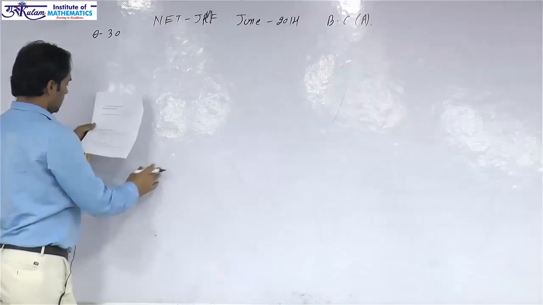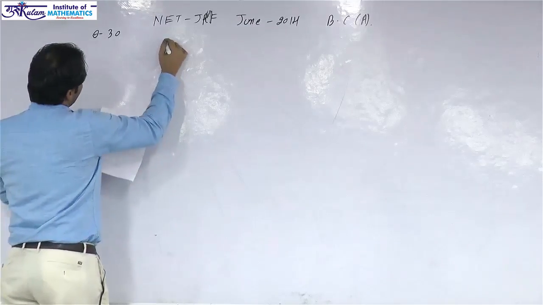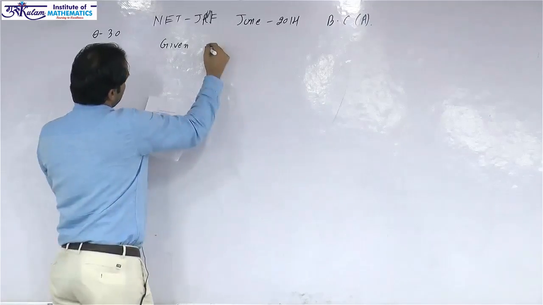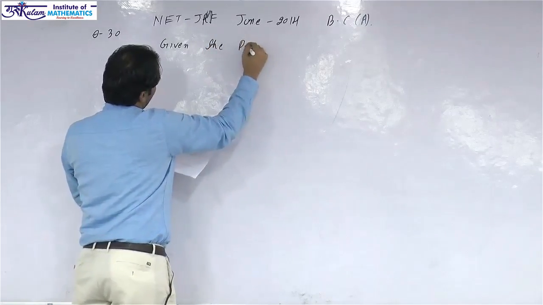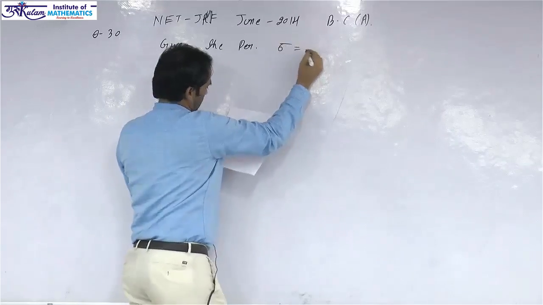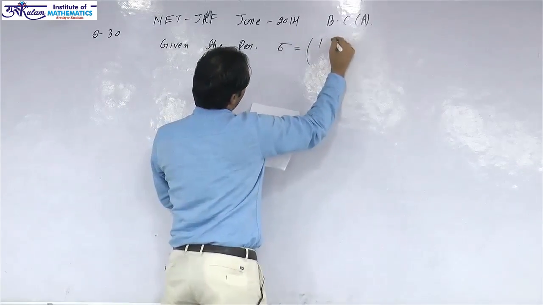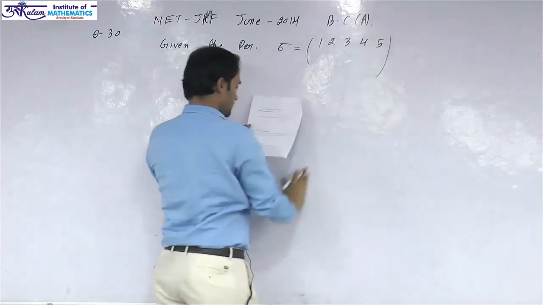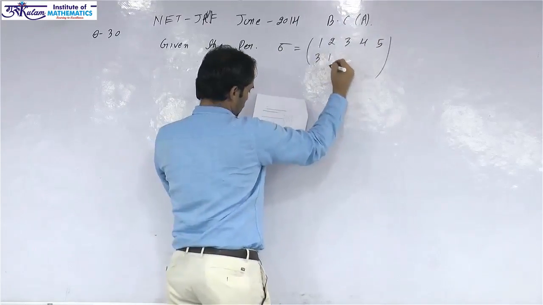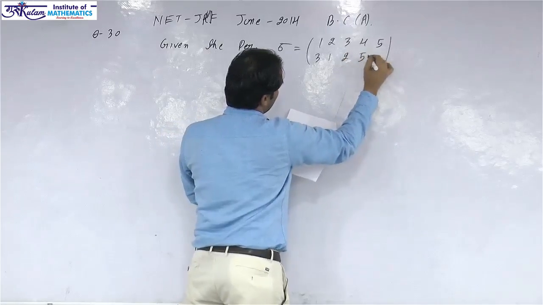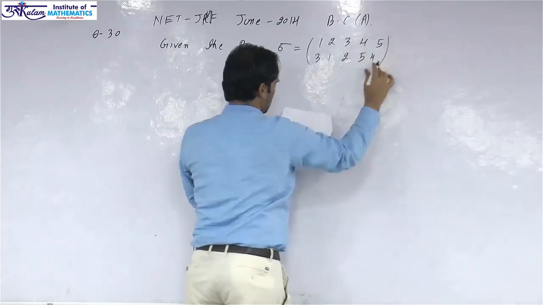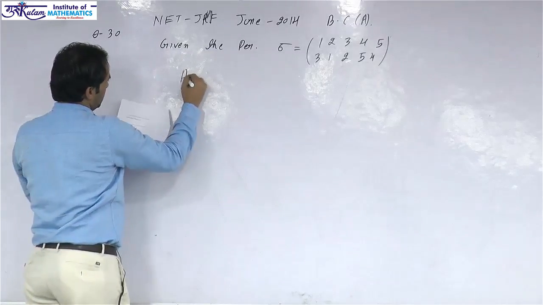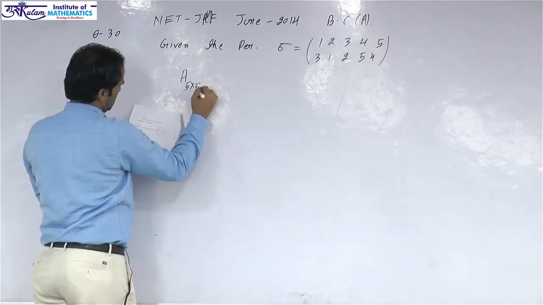So the question is: the given permutation sigma, which is 1, 2, 3, 4, 5 and the images are 3, 1, 2, 5 and 4. So this is a permutation matrix, and A is a 5 cross 5 matrix.